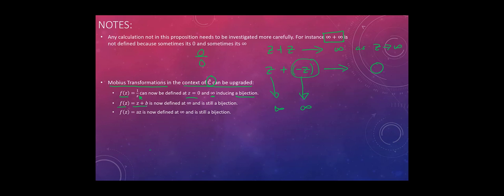f of z equal to z plus b is now defined at infinity, and it's still a bijection. It was a bijection to begin with, but it's now a bijection in all of C hat. Okay. And then our dilation can now be defined at infinity and is a bijection if we think about the extended complex plane as well. So basically what this is saying is the following. We can take our Mobius transformations, and if we work in the extended complex plane, we get a bijection, and it's a bijection everywhere. We don't have to chop off anything.